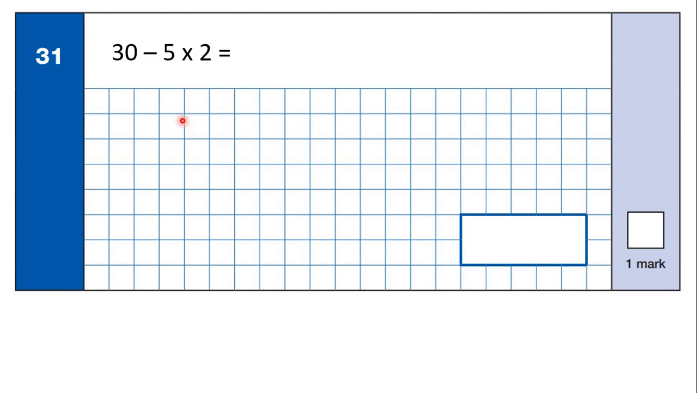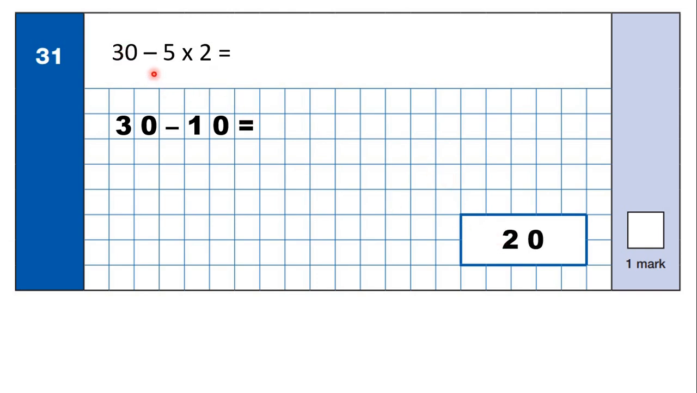Question 31. 30 minus 5 times 2. So here we need to remember the order of operations. We always do multiplication or division before we do addition or subtraction. So here we need to work out 5 times 2 first. 5 times 2 is 10, and then we can subtract that from 30 to get 20.